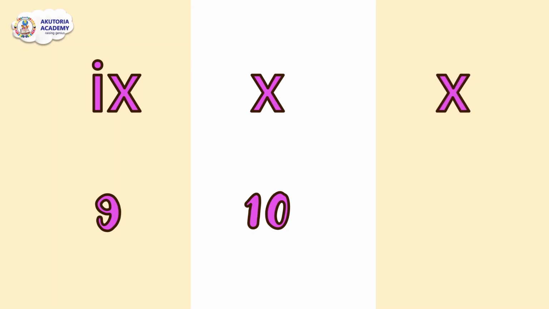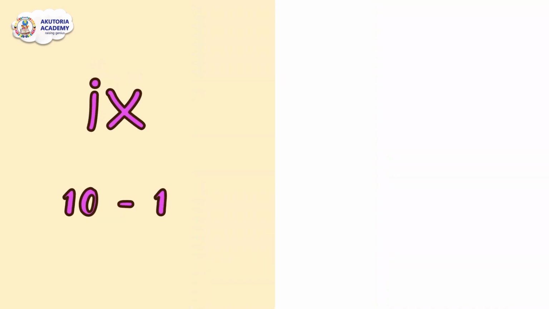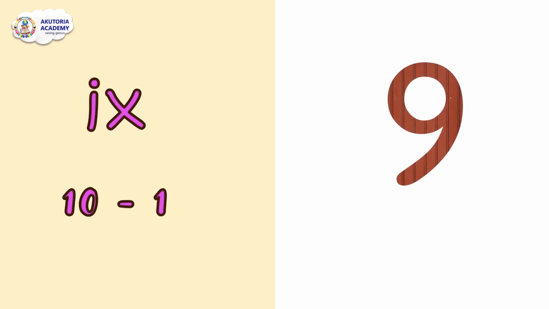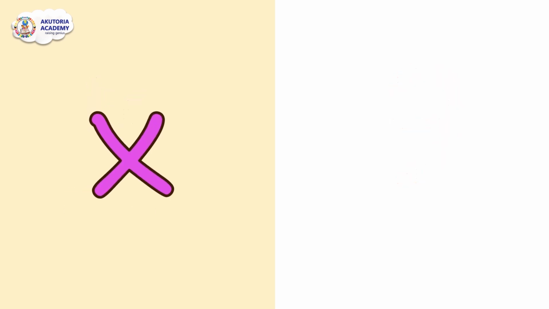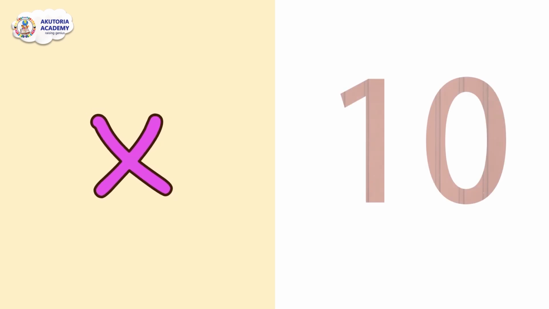We have X and then I at the right hand side, the other way around. So what are we to do? We add 1 to 10. So this is 10 plus 1, and 10 plus 1 gives us 11. Remember we said when I is at the left hand side, we remove 1 from 10. So this is IX, and IX means 10 minus 1, and 10 minus 1 is equal to 9. And last but not least, X, and X represents 10.